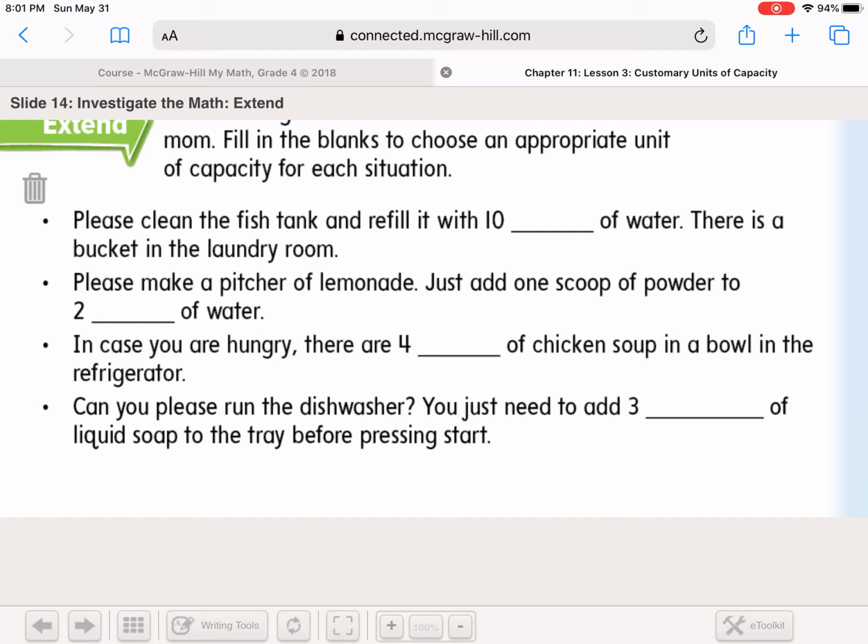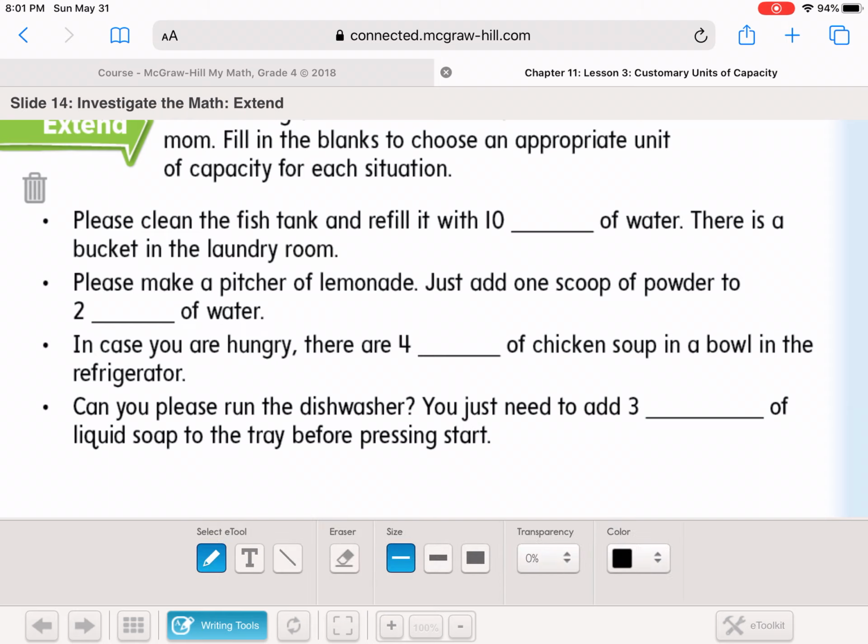So what would we say would work in there? 10 ounces? Would she only want 10 ounces? Is that how much you would put in a bucket? 10 gallons? Would that fit in a bucket? 10 quarts? Would that fit in a bucket? So think about that. What would be workable? Maybe pints?